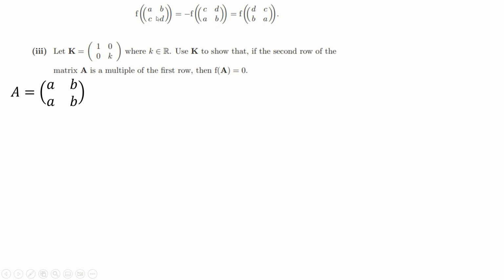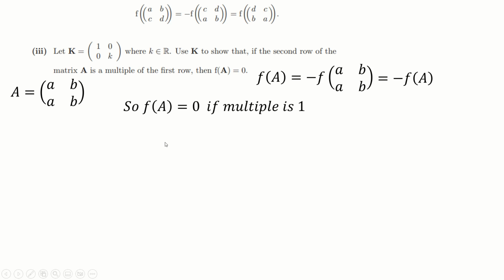If you swap the top row and the second row, that just makes minus f of what you had before. So if we swap a and b with a and b, that should give us minus f of a. So therefore f of a is equal to minus f of a, because swapping these rows does nothing. And therefore in this case, where the multiple is just 1, f of a is definitely 0.